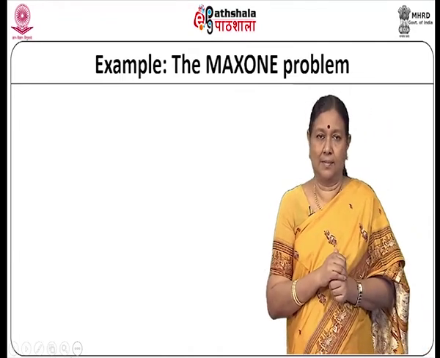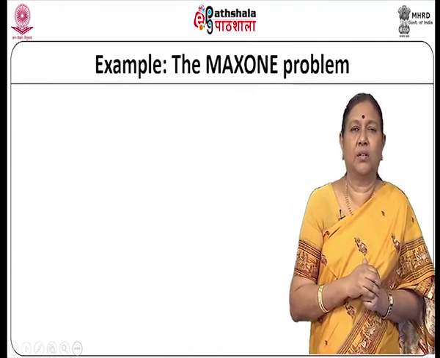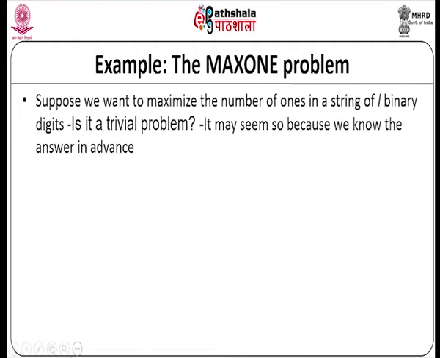Now, let us take an example, the so-called Max 1 problem. Suppose we want to maximize the number of ones in a string of binary digits. Is this a trivial problem? It may seem so, but actually it is not. If we know the answer in advance, it is trivial, but if we do not know, then it is not a trivial problem.